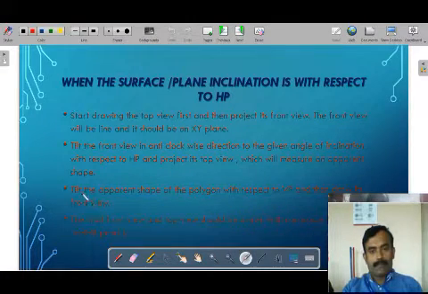Tilt the apparent shape of the polygon with respect to the VP, then draw its front view. The final front view and top view should be drawn with the help of a continuous thick line.